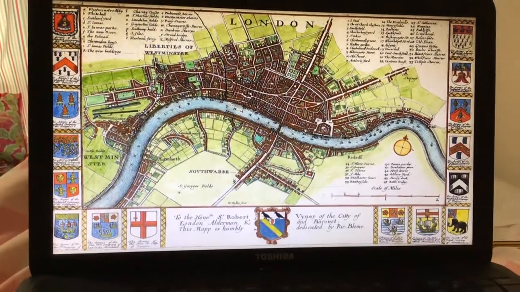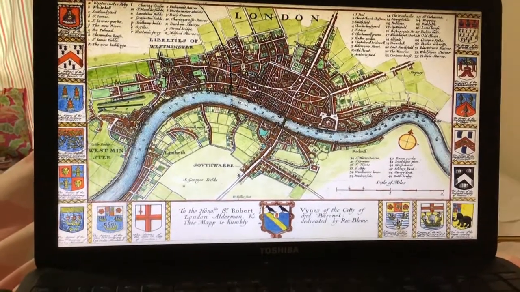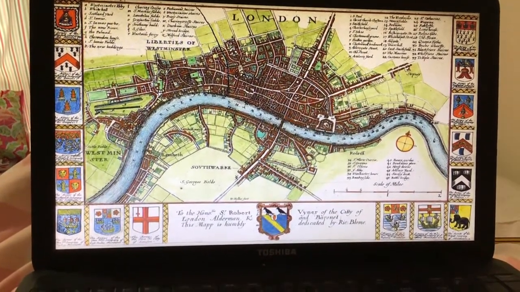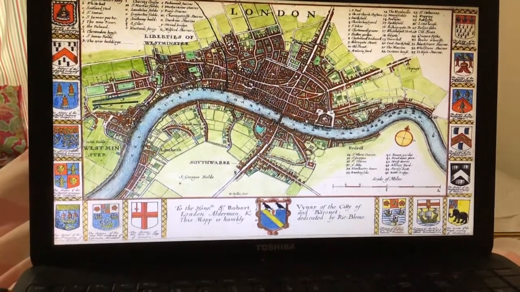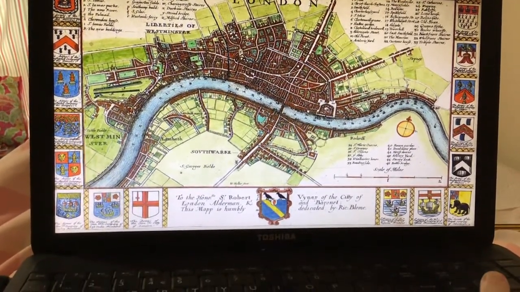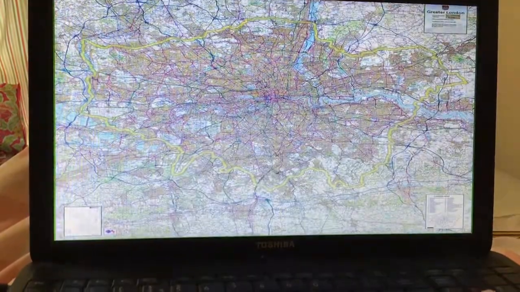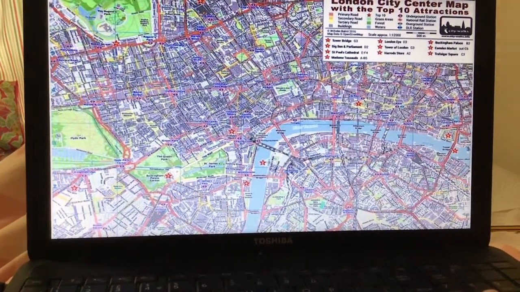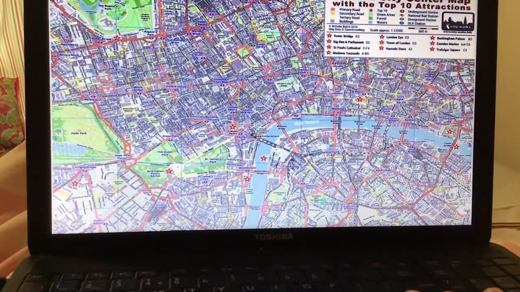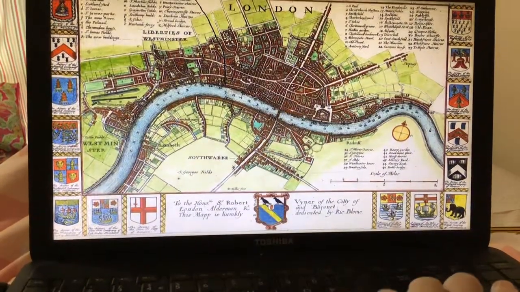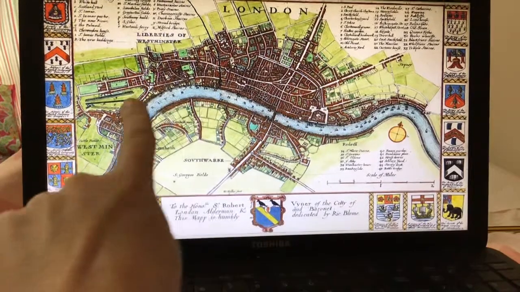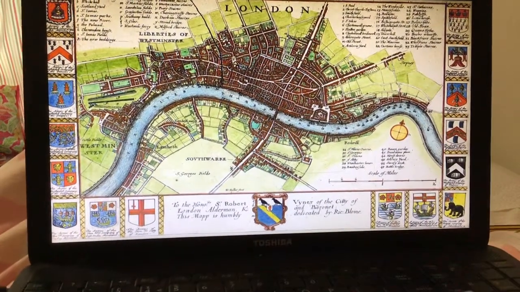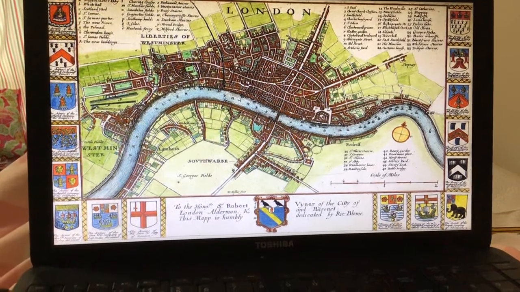So can you have a look here? What is the same about London in this map in 1667, or the London of 1666, I should say? What's the same between this map and this map of central London? What's the same? Did you get it? The River Thames. The River Thames is still in the same place as it was in 1666.